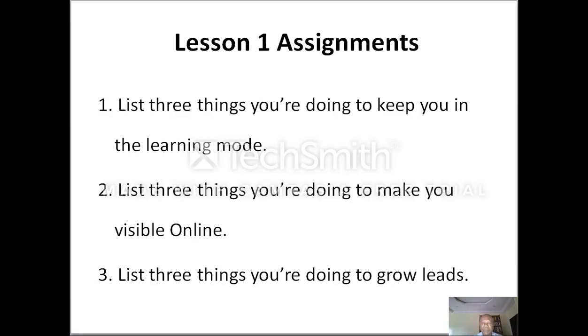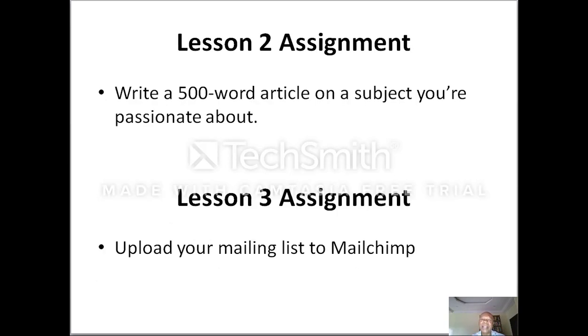Some of you sent me what you are doing, and I'm happy with that. Another thing I said was to write a 500-word article on a subject you are passionate about that we will upload to easignarticles.com. And then, at the very beginning, we said that you should start building your list, and by building that list we asked you to move your list to MailChimp.